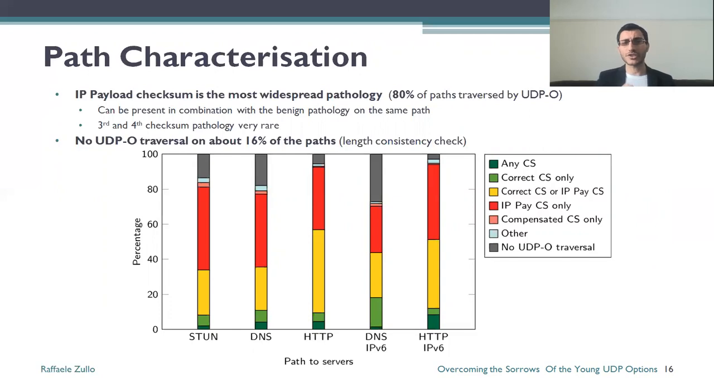We can also notice that the third and the fourth checksum pathologies are quite rare, but also that there's 16% of the paths in gray, in which no UDP options packet can traverse, and this is most likely due to a length consistency check.